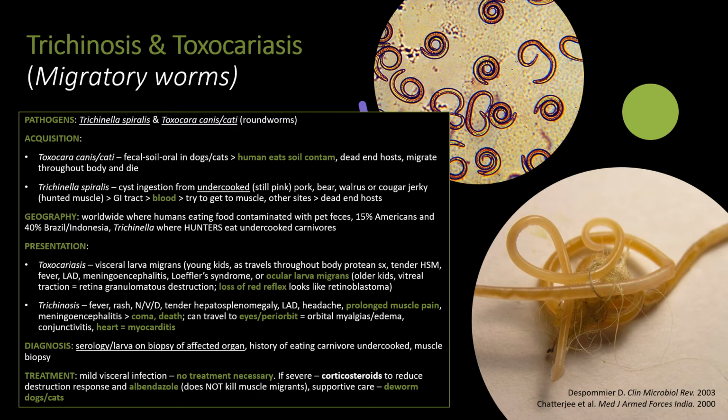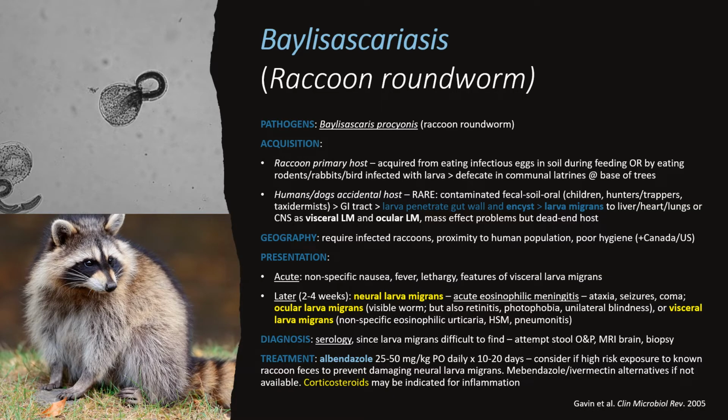Diagnosis again would be through serology, and treatment involves steroids if needed, plus or minus albendazole or mebendazole. The best way to deal with Trichinella is to avoid eating undercooked meats, particularly from these hunted animals. Those are the nematodes acquired from dogs and cats.